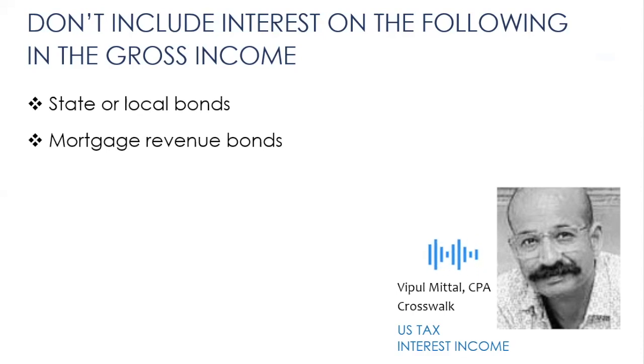Mortgage revenue bonds. So these are the bonds that are issued by municipalities to finance mortgage. So basically, funds are used by municipalities to give loans to first time home buyers. And these first time home buyers are provided loan at a very low interest rate. If you have bought mortgage revenue bonds and you are getting interest on mortgage revenue bonds, interest is exempt from tax. You do not need to include this in your gross income.